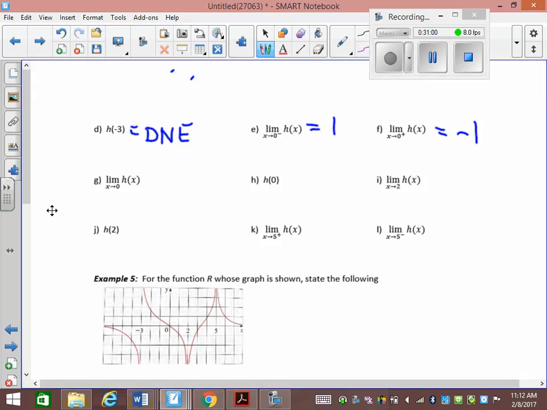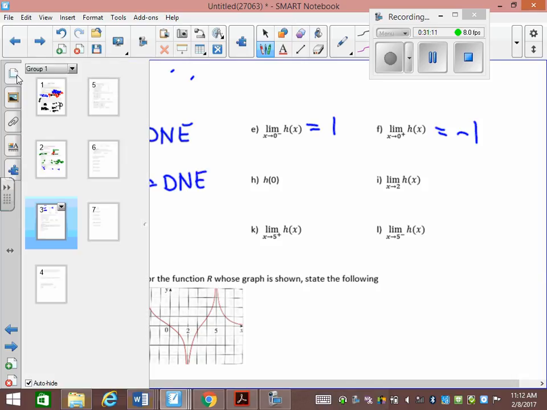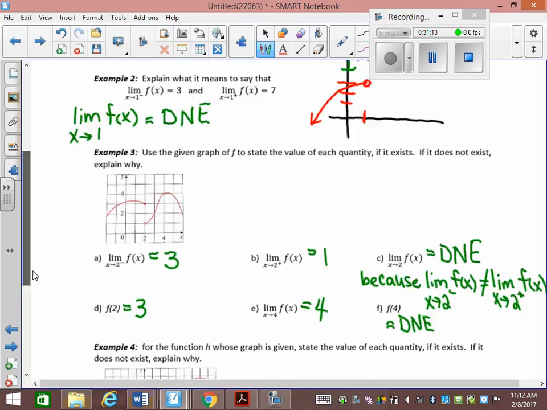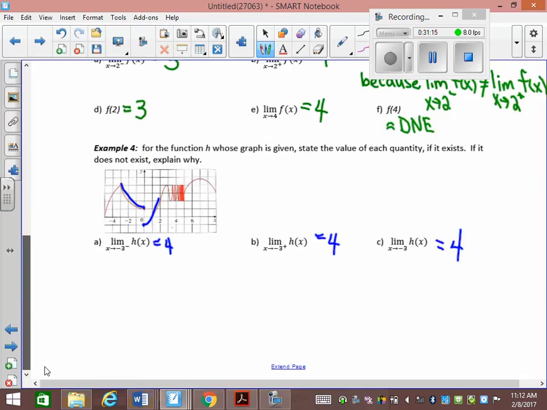So if from the left it's 1 and from the right it's negative 1 and there's a break in the graph between those two, what's the limit as x approaches 0? Does not exist. What's h of 0? Which one of these is a filled in dot? 1.